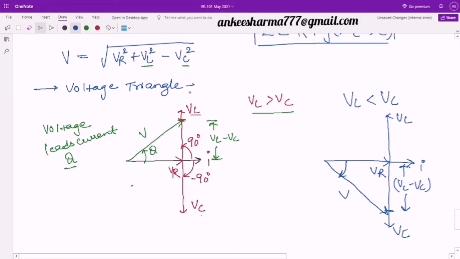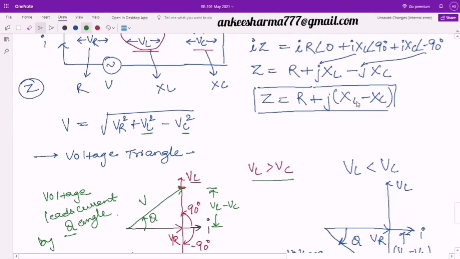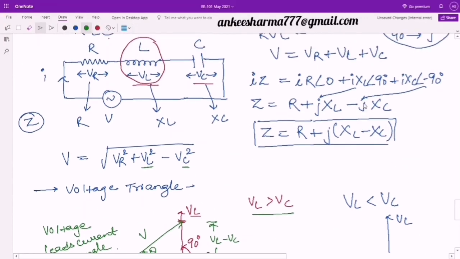And now if you look at this angle, it is in the clockwise direction. So definitely from this clockwise we can say that voltage now lags current by theta angle. I will write here theta angle. Here also I will write the theta angle. So this is how these values of VL and VC depend upon the value of XL and XC, because VL is I into XL, and VC is I into XC.